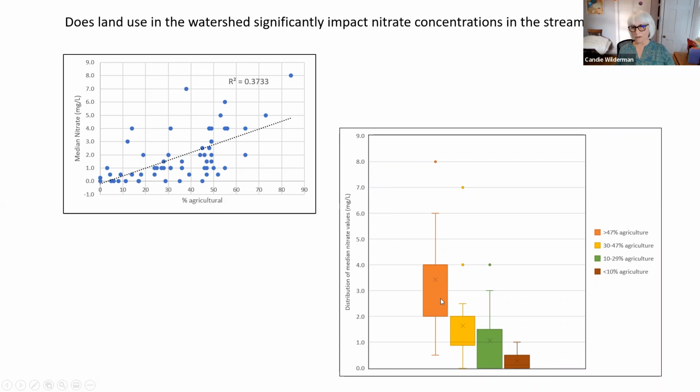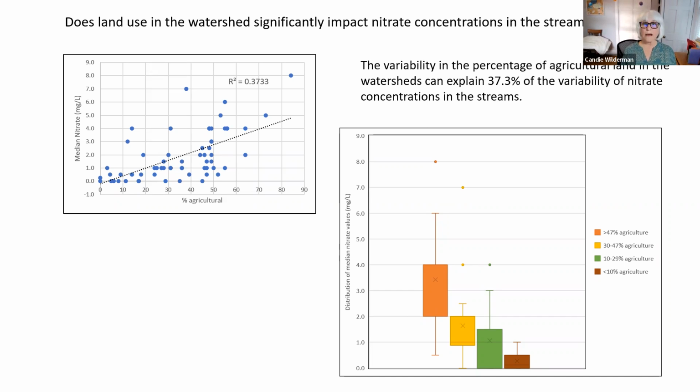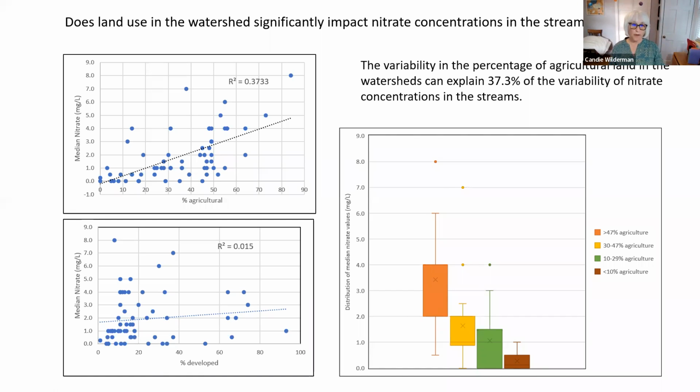And here are our box and whisker plots from the highest percent agriculture to the lowest. And nitrate does make a difference. The higher nitrates are definitely in the higher ag sites, and the lower nitrates are in the lower. Now there are some outliers and so on. So does the same thing happen, for example, with percent developed? And in fact, the answer is no. Percent developed doesn't have nearly the impact, or the tight, close, predictive relationship with nitrate as ag does. So that was really interesting.